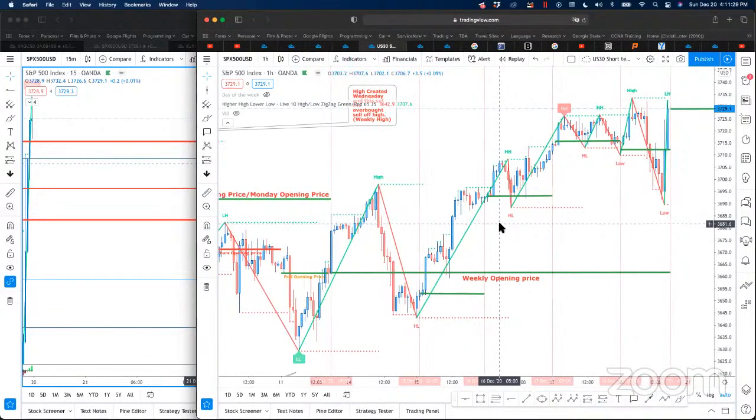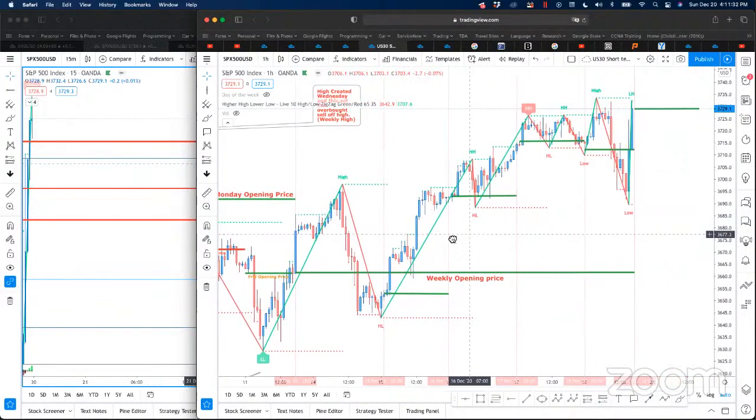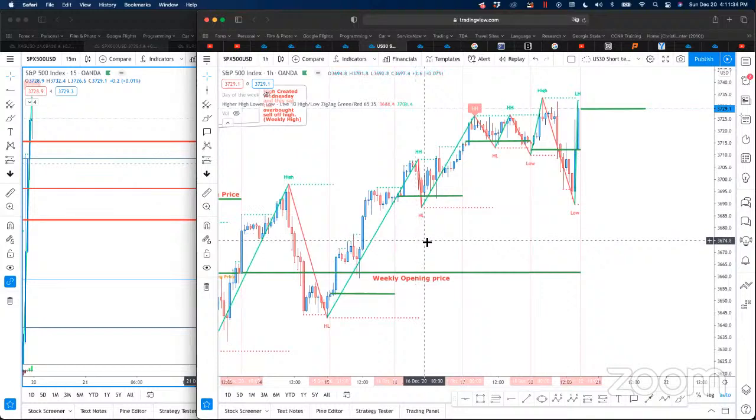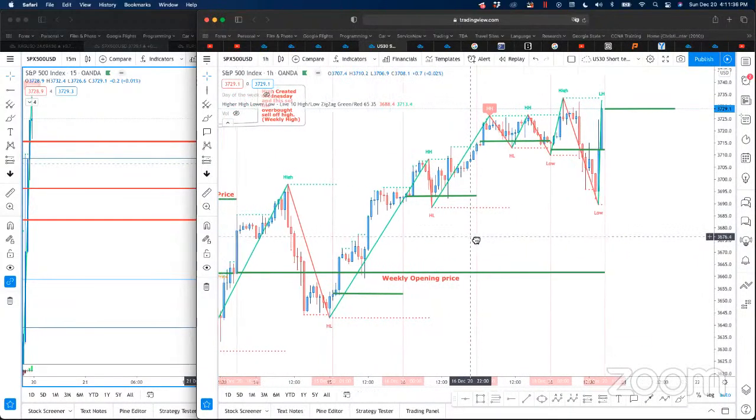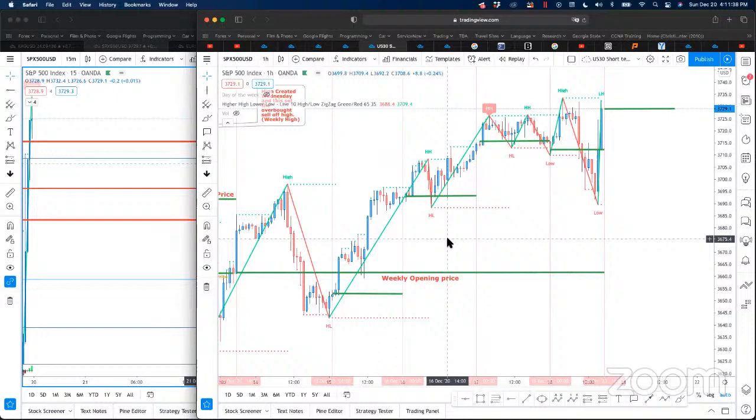So this works on every pair you trade. Everything that trades, it works on this. You can go back and look at whatever pair you want to look at and take this same exact approach.